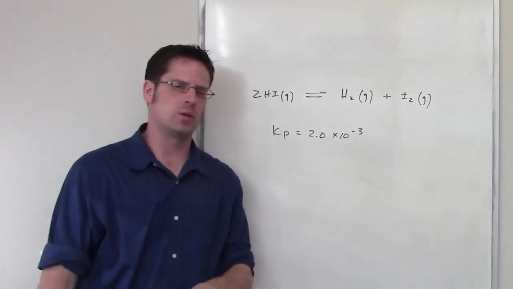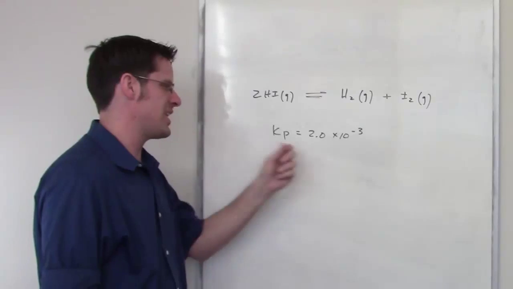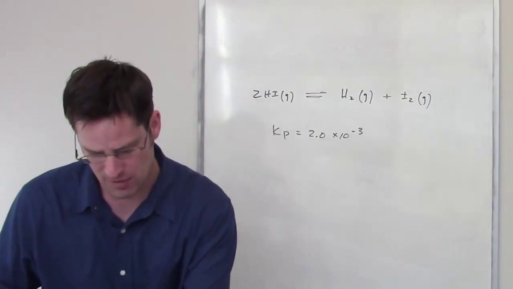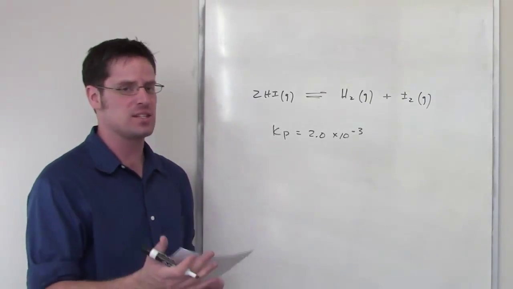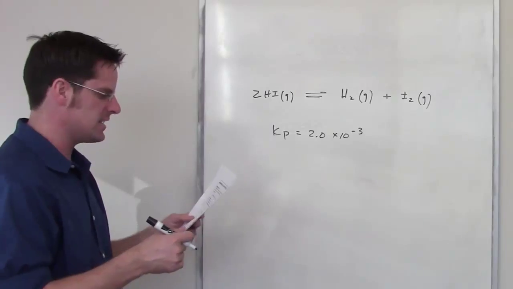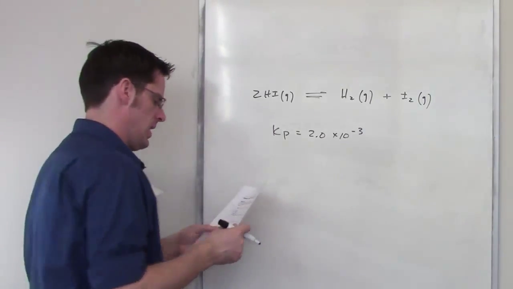Very conceptually related to our last problem, this question gives me this equilibrium reaction and a Kp value. It then asks, or says, if hydrogen gas were added to the system already at equilibrium, how would the concentration of iodine gas, this thing right here, change? Well, let's take a look.